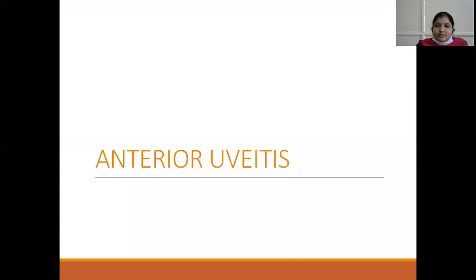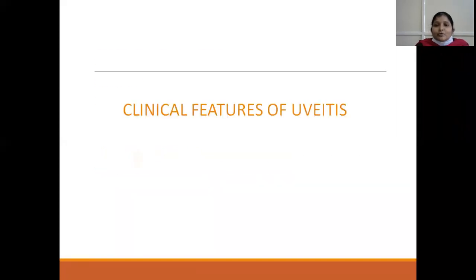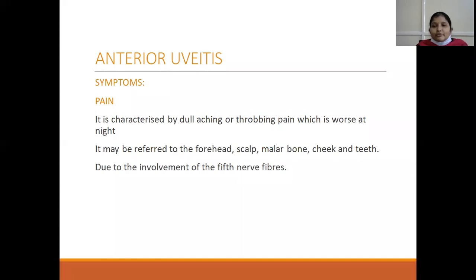So we will discuss today about anterior uveitis. So what is anterior uveitis? There is inflammation of the anterior part of the uvea, that is the iris and pars plicata part of the ciliary body. So what are the various clinical features of uveitis? What are the main symptoms of uveitis?